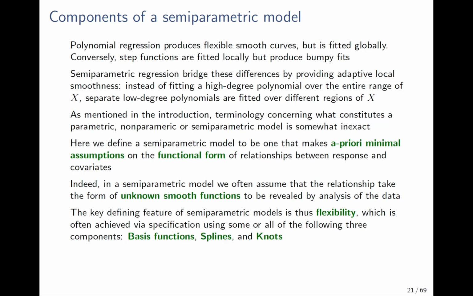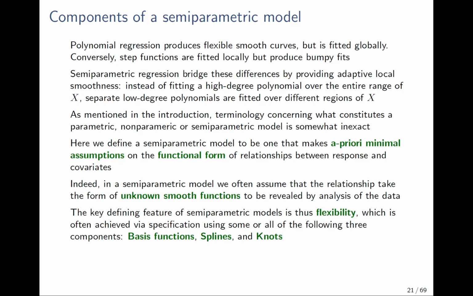And as I said previously in the last part of the lecture, semi-parametric regression is essentially going to bring these two elements together. It's going to bridge these differences by providing adaptive local smoothness. So instead of fitting a high degree polynomial over the entire range of x, we're going to fit separate low degree polynomials over different regions of x, essentially within intervals defined by cut points. And that's how it merges these ideas. The idea of polynomial regression and step functions are going to essentially be merged.